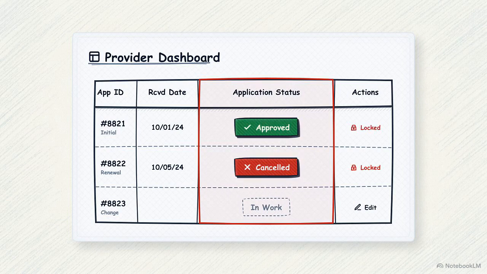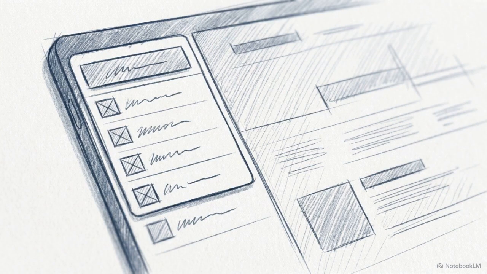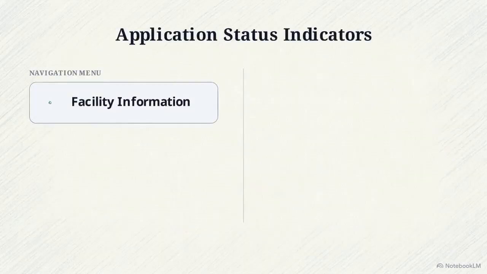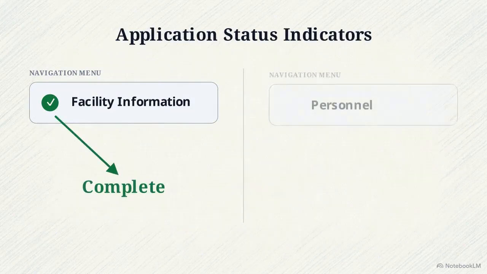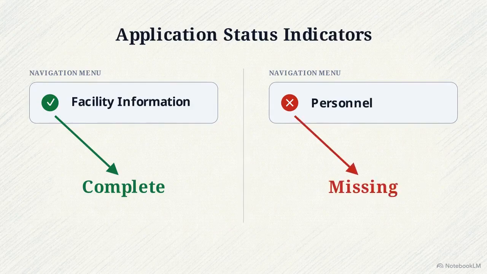Approved means you are cleared, canceled means the application was stopped before payment, and In Review indicates the agency has received your submitted application and fees. When working inside an application, look at the navigation menu on the left side. A green icon indicates you have completed a section, while a red icon means required information is still missing.